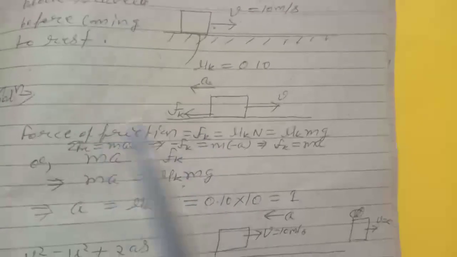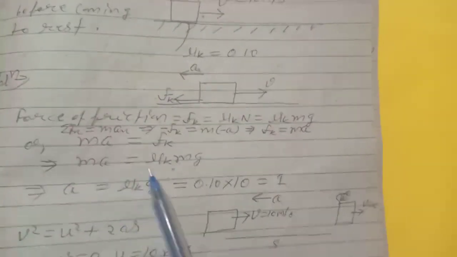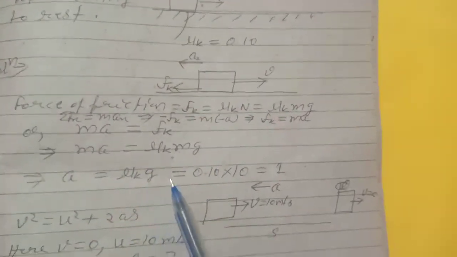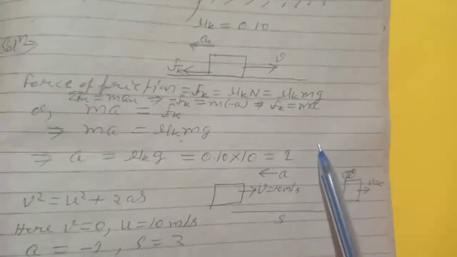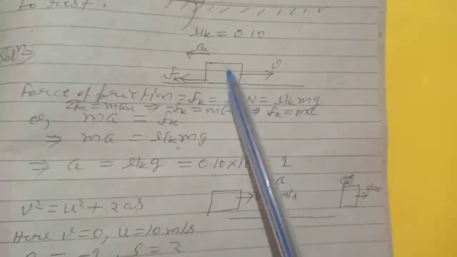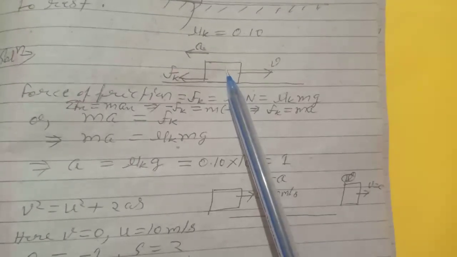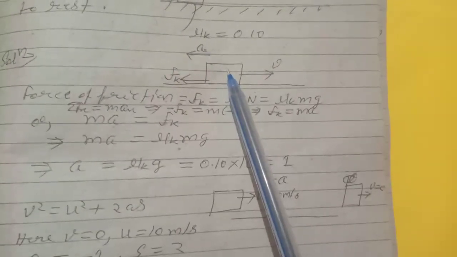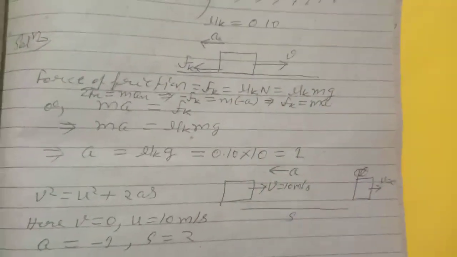So force of friction Fk equals mu into N, mu into mg. Now sigma Fx equal to m into x, minus Fk equal to m into minus a. Fk equal to ma, or ma equals mu into mg, or a equals mu into g. Now the value of mu is given 0.10 into 10 equal to 1. So the acceleration of this block is 1 meter per second square.